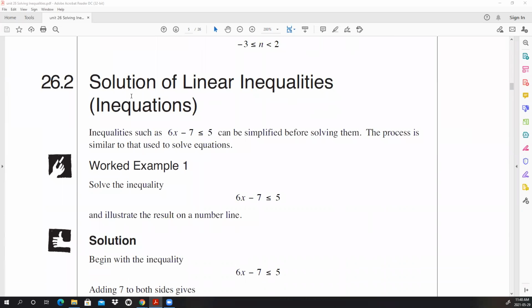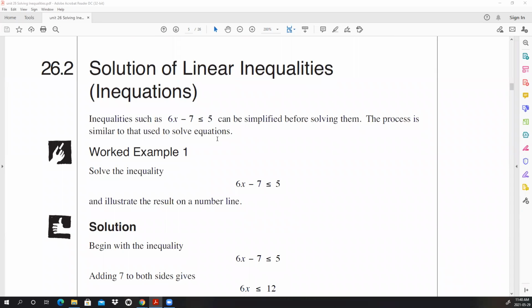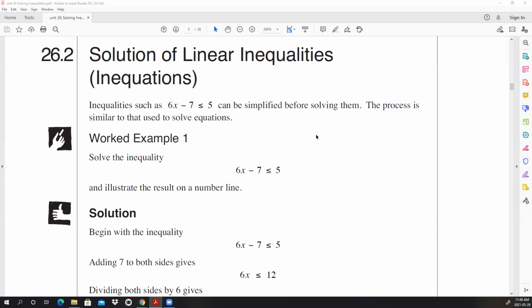Now we get to somewhere more interesting. It says solution of linear inequalities. And I'm sure I also did some of this, so I'm going to just quickly run through again. Inequalities such as 6x minus 7 less than or equal to 5 can be simplified before solving them. This process is similar to that used to solve equations.